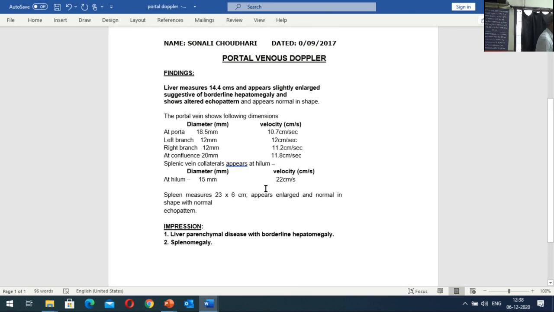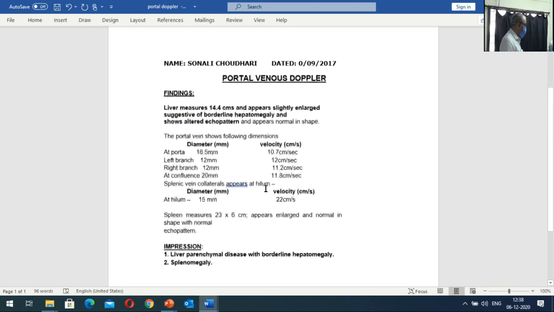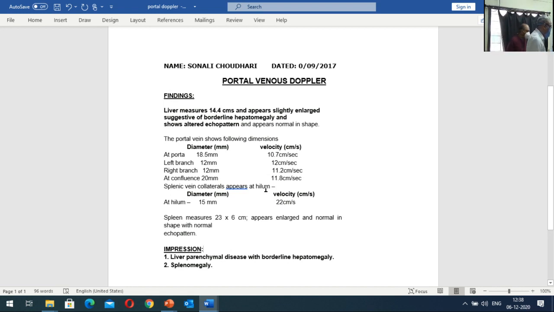So this is the portal venous Doppler report that shows first the B mode findings about liver and others, and then the dimensions of the portal vein and the velocities at different branches, followed by spleen. As I said, this is a mix of B mode and color Doppler. So you can separate them.